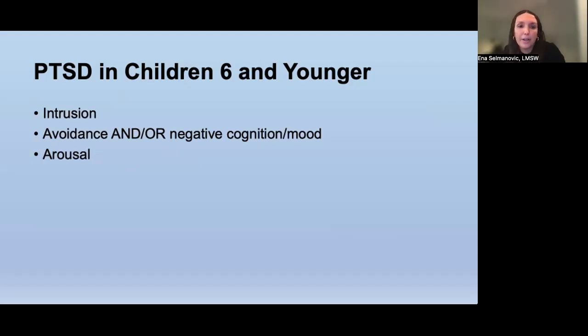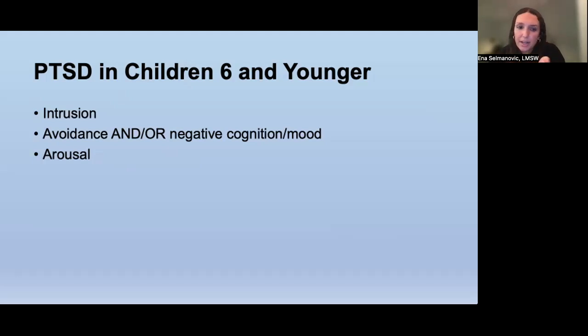A couple of things I want to note here. Let's talk about intrusion. For recurrent and distressing memories, these spontaneous and intrusive memories in children might not always appear distressing and might be expressed as reenactment through play. Same with dreams. With children, it might not always be possible to ascertain that the frightening content of a dream is exactly related to the traumatic event. And for flashbacks or dissociative reactions, this might occur as well through reenactment through play.